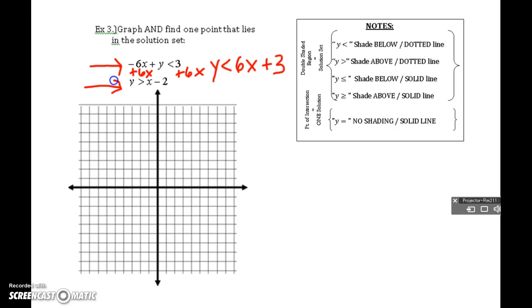So I'm going to just graph both of these. On my first graph, I see positive 3, so I start at positive 3. My slope is 6x, so it's up 6 over 1. So 1, 2, 3, 4, 5, 6 over 1. 3, 4, 5, 6, down 1. And then I just need to decide if it's going to be a solid or a dashed. There's no or equal to underneath my inequality, so it's going to be dashed.